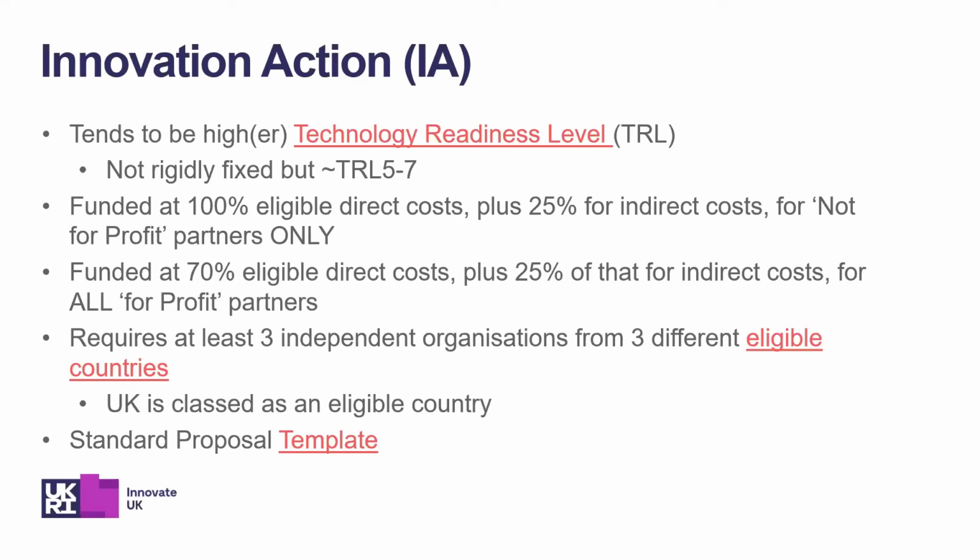The same eligibility for participation applies. So it needs to be at least 3 independent organisations from 3 different eligible countries. And it has to be truly independent. So we can't have, for example, Airbus UK, Airbus France and Airbus Germany. They're not 3 different organisations. Also, people ask me whether England, Scotland and Wales count as 3 different countries. No, the UK is a country for the purposes of Horizon 2020.